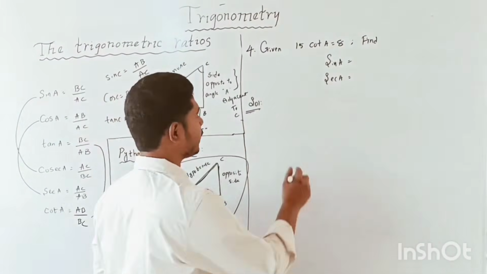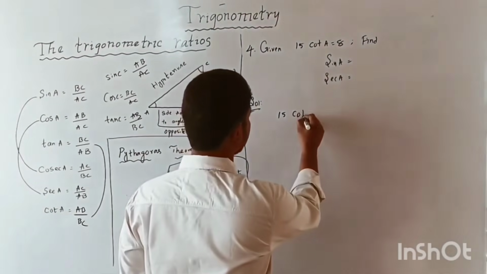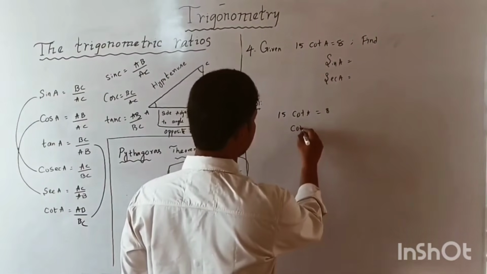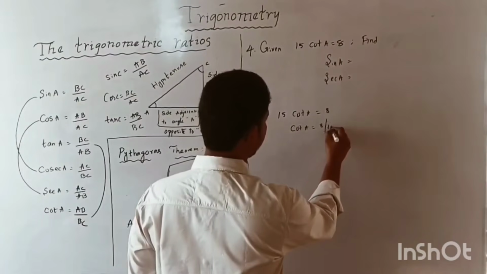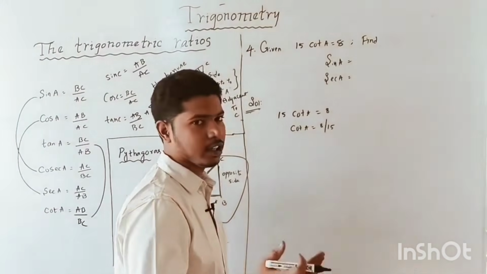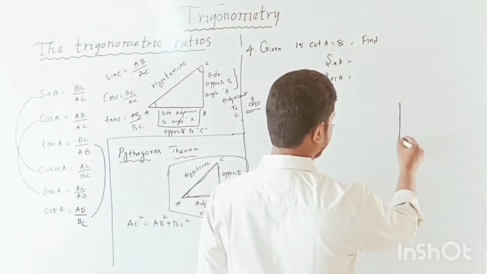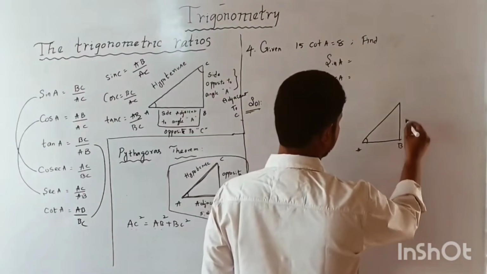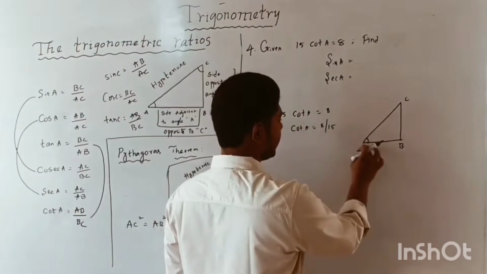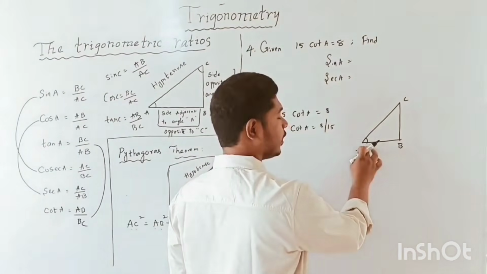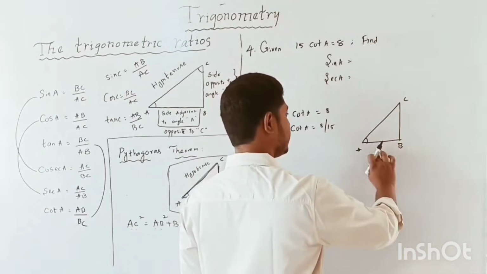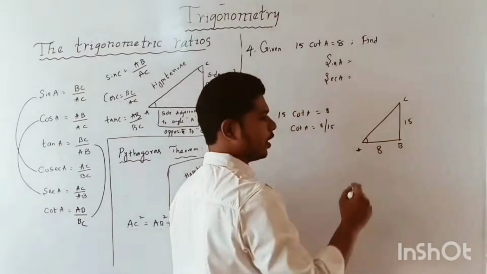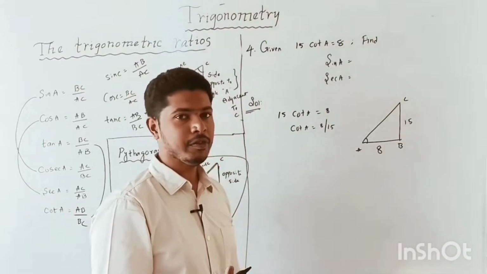The fourth question they have given is 15 cot A is equal to 8. Therefore cot A is equal to 8 by 15. With the help of cot A we can draw the right angle triangle. The formula of the trigonometric ratio of cot A is adjacent by hypotenuse, that is equal to 8 by 15. Now we have to find AC. How do we find AC? With the help of Pythagoras theorem.